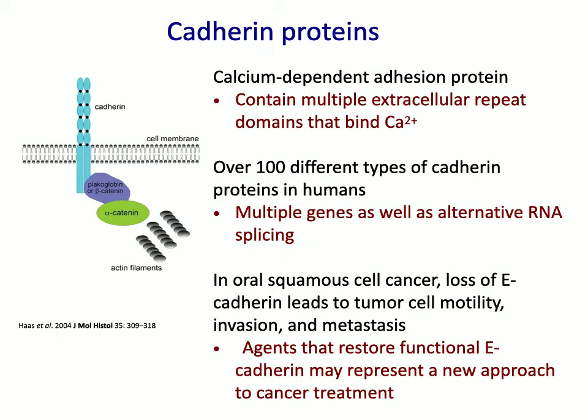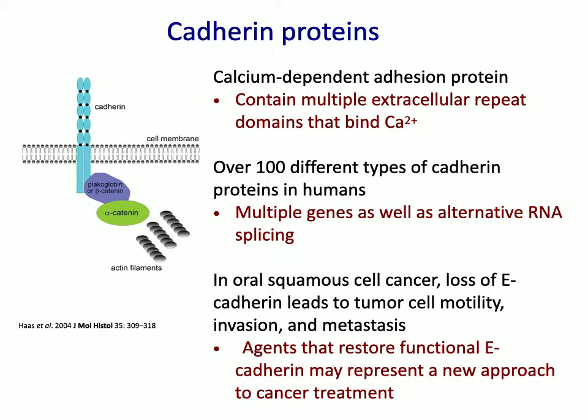In humans, there are over 100 different types of cadherin proteins, which are generated both by different types of genes as well as alternative RNA splicing of those genes. The result is a whole family of very specialized cadherins depending on the tissue, the location, and the surrounding microenvironment.